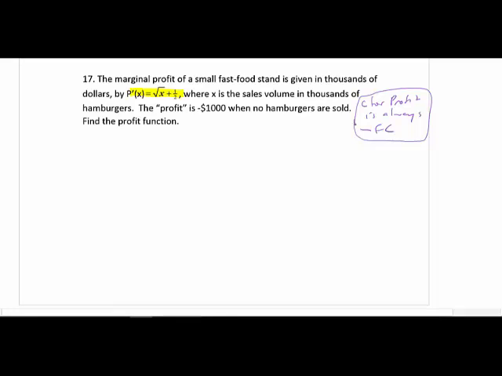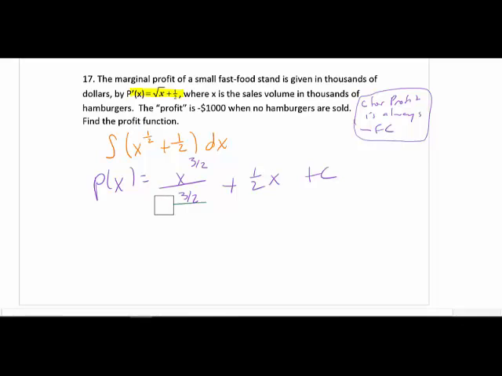So in this case, it's telling you what C is, but know that that's related to the actual original cost function as well. So we're going to start off by taking the integral, and I'm going to rewrite it in the form that I can use the power rule on. So P of x, add 1 to the exponent, divide by that exponent. If it's a constant, you're adding an x. Remember the plus C. I made an error when I was making a statement before. I want to clarify that. The profit is a negative 1,000 when no hamburgers are sold.